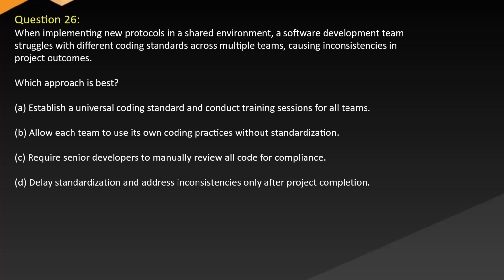Question 26. When implementing new protocols in a shared environment, a software development team struggles with different coding standards across multiple teams, causing inconsistencies in project outcomes. Which approach is best? A. Establish the universal coding standard and conduct training sessions for all teams. B. Allow each team to use its own coding practices without standardization. C. Require senior developers to manually review all code for compliance. D. Delay standardization and address inconsistencies only after project completion.